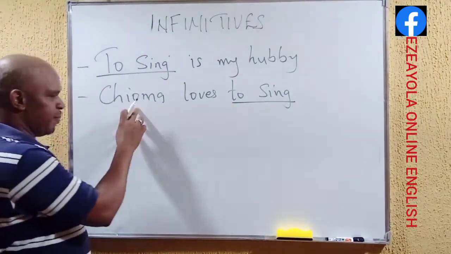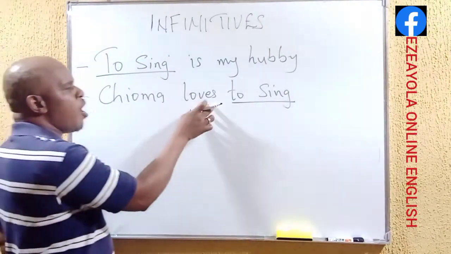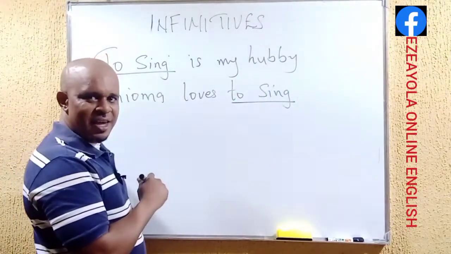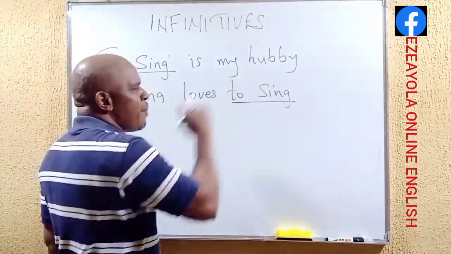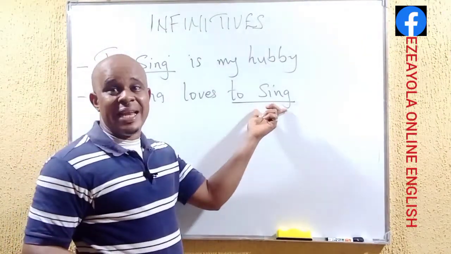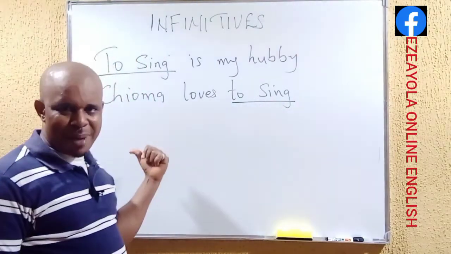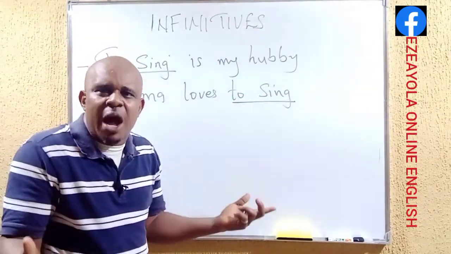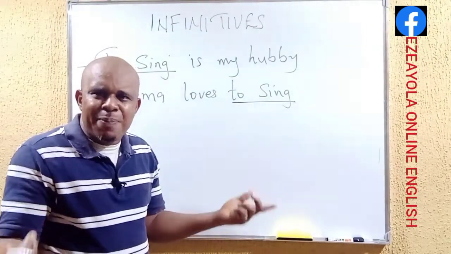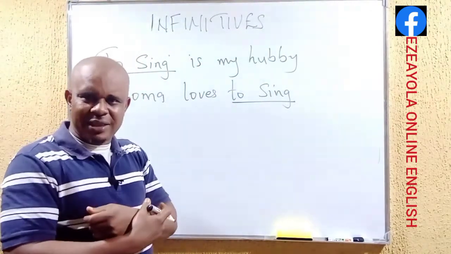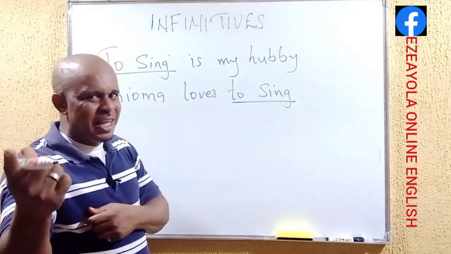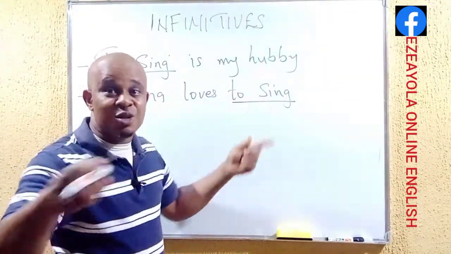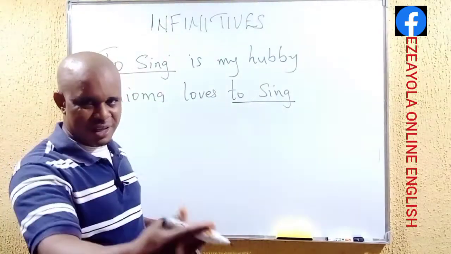What about here? Number 2, Chioma loves something. Chioma loves it. Okay? That's where we don't want to mention the name of something that Chioma loves. Chioma loves it. And somebody might be drowned in the pool of confusion, and the person might ask, what is that thing that Chioma loves? I need to hear the name of something that Chioma loves. The name is what? To sing. She loves to sing. Have you seen it?